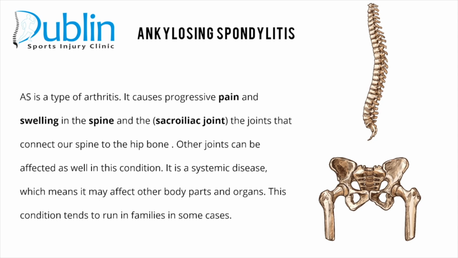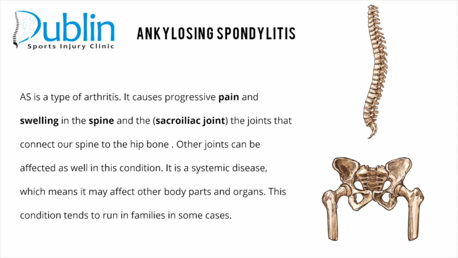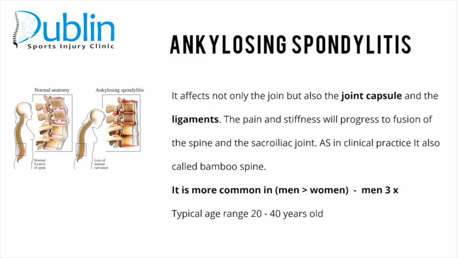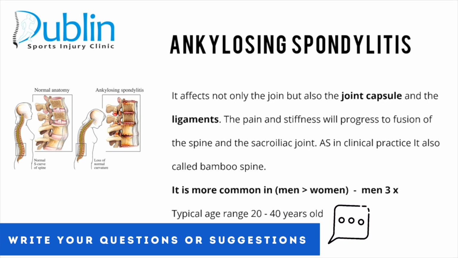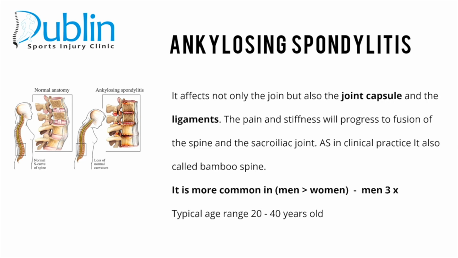This condition tends to run in families in some cases. It affects not only the joint but also the joint capsule and the ligaments. The pain and stiffness will progress to fusion of the spine and the sacroiliac joint. Ankylosing spondylitis in clinical practice is also called bamboo spine. It is more common in men versus women, almost 3 times more than women, and typically the age range for this condition is between 20 years old to 40 years old.